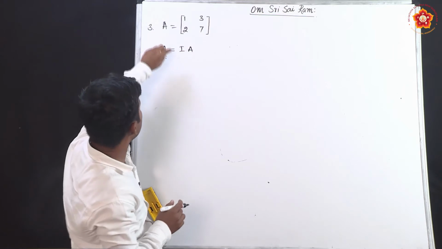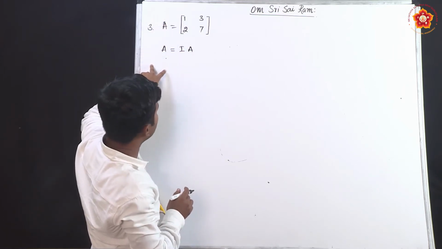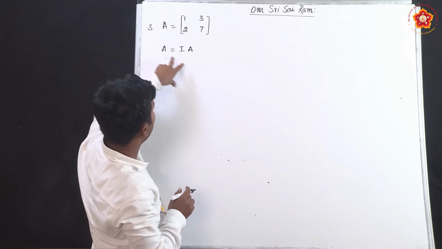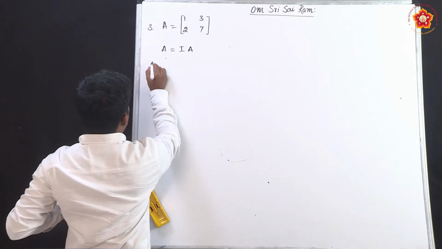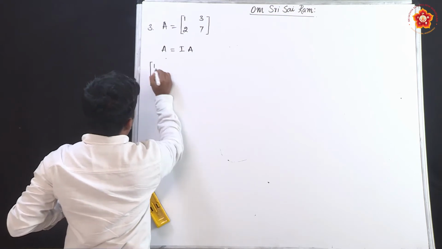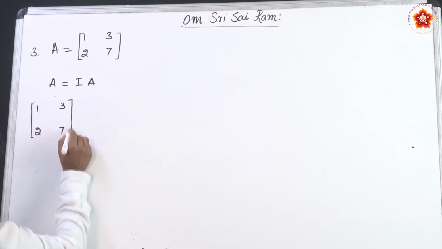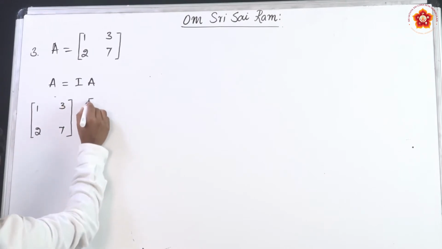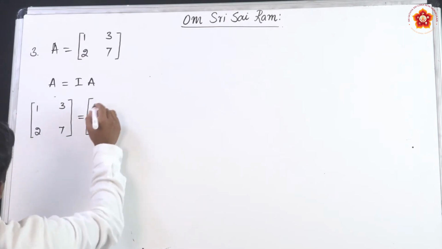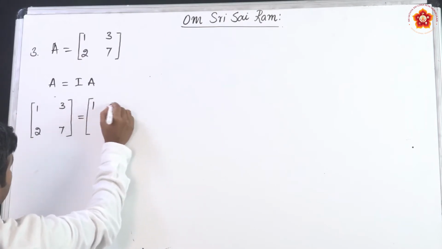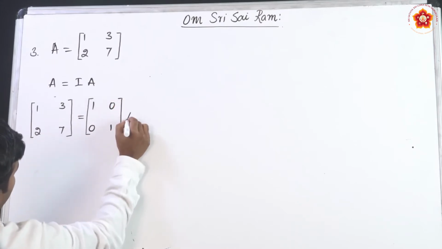So, we will see, I want to make this left-hand side an identity matrix of order 2 by 2, and the other side will become inverse of that matrix. So, what is matrix A? [1 3; 2 7] is equal to, we have to take identity matrix of same order whatever the matrix A has. So, [1 0; 0 1] into A.